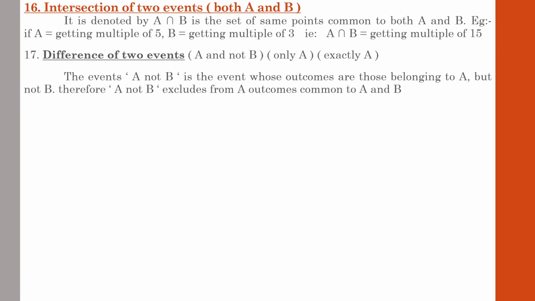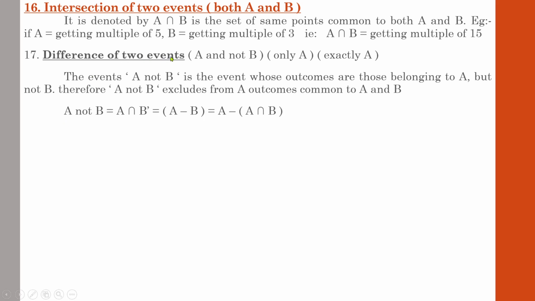So what is the meaning of difference of two sets? The event A and not B, or only A or exactly A, is an event whose outcomes are those belonging to A but not B. Therefore, A not B excludes from A outcomes common to A and B. The same thing can be expressed in an equation form. It will be like this.